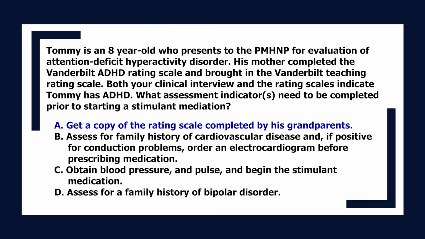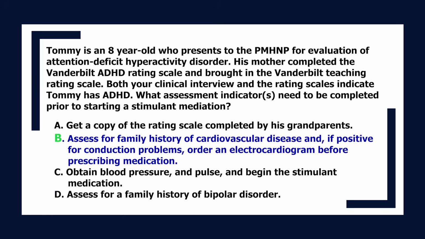A. Get a copy of the rating scale, completed by his grandparents. B. Assess for family history of cardiovascular disease and, if positive for conduction problems, order an electrocardiogram before prescribing medication. C. Obtain blood pressure and pulse, and begin the stimulant medication. D. Assess for a family history of bipolar disorder. The correct answer is B.